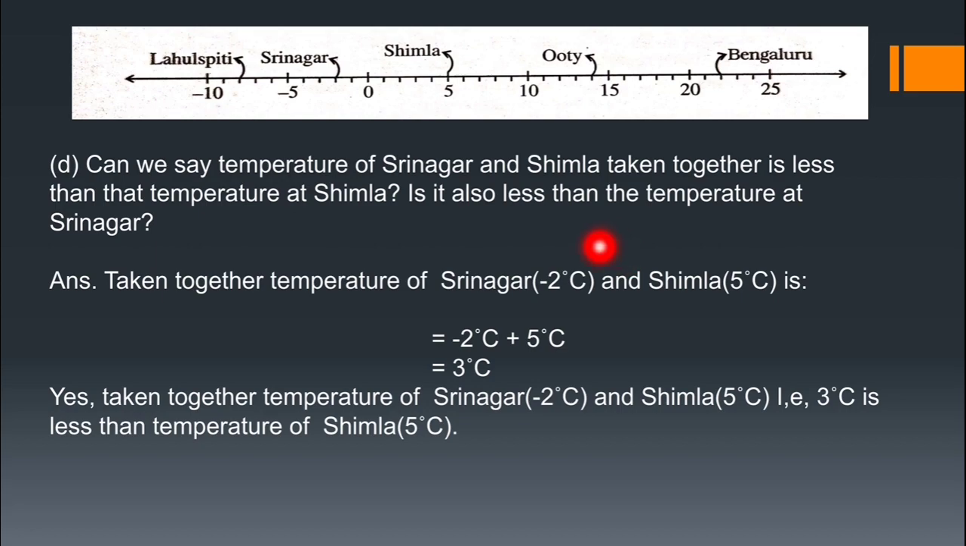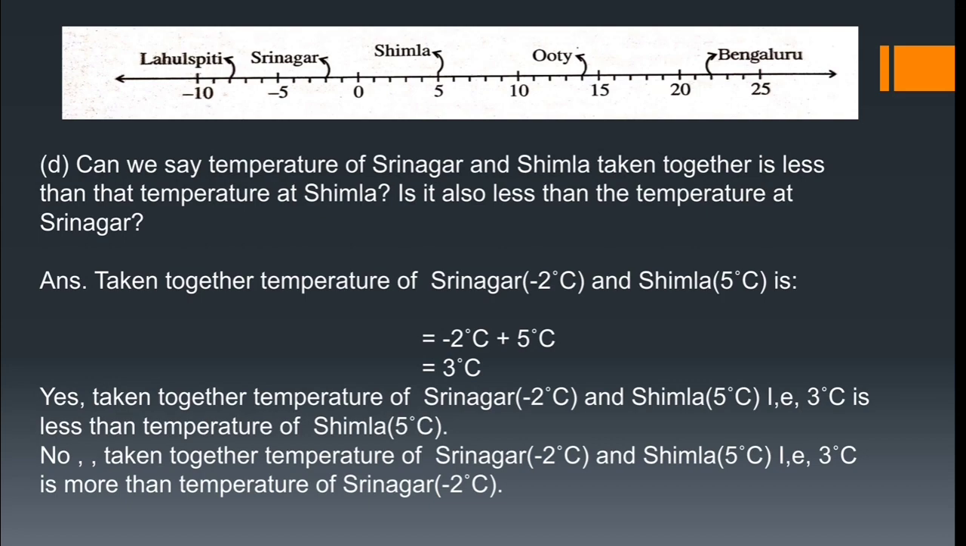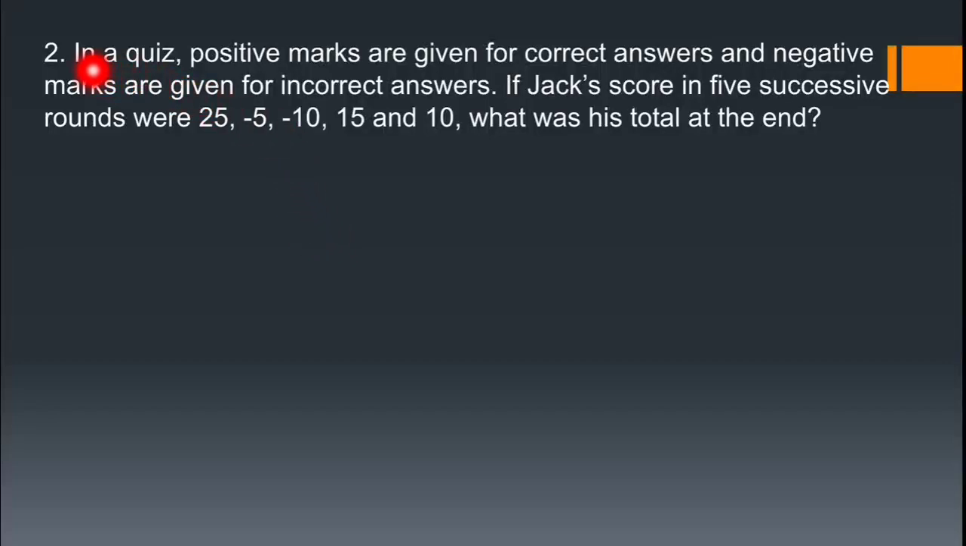Again, let us see the temperature at Srinagar. So from here you can see that temperature at Srinagar is minus 2 degrees centigrade, and minus 2 degrees centigrade is less than 3 degrees centigrade. Hence our answer for this part is no, because the taken together temperature of Srinagar and Simla is more than temperature of Srinagar.